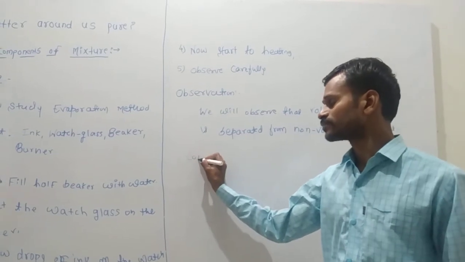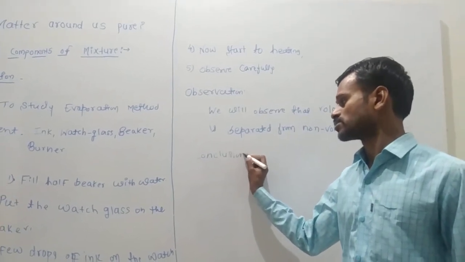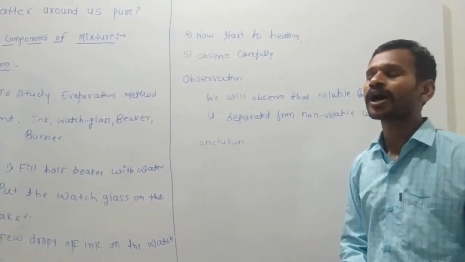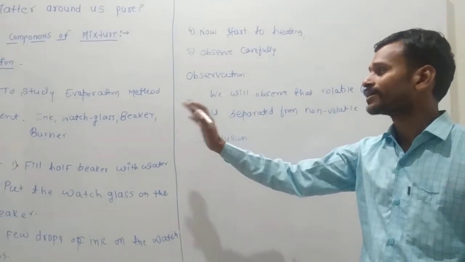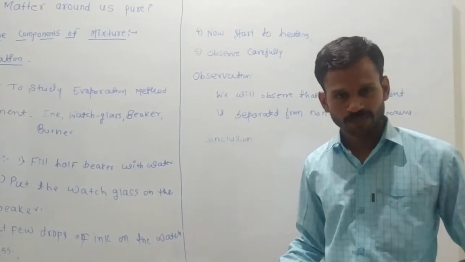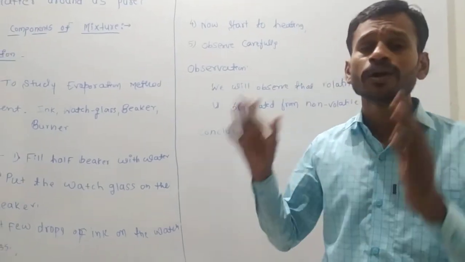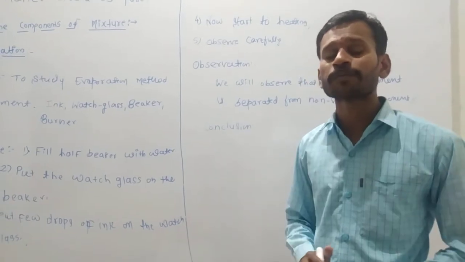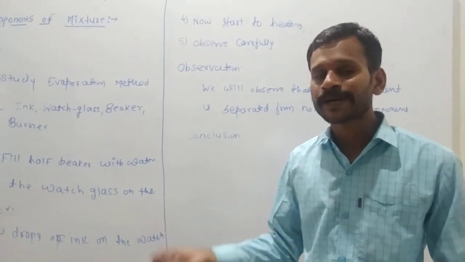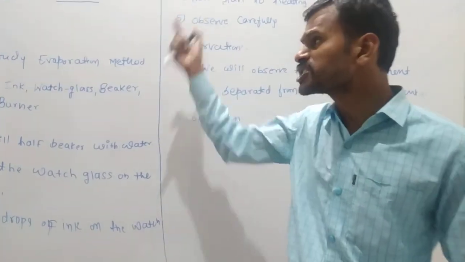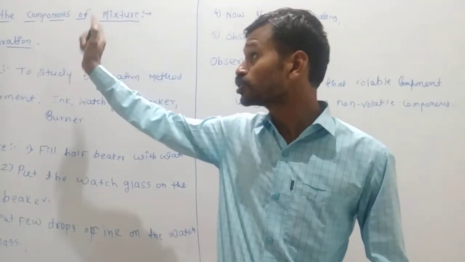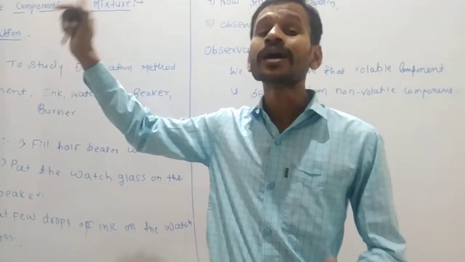And the last one is the conclusion. We conclude that by the method of evaporation, the volatile component is separated from the non-volatile component. From this activity, what is our conclusion? The volatile component is separated from the non-volatile component, or the solute is separated from the solvent. In this way, we simply explain the first method to separate the components of a mixture, evaporation.